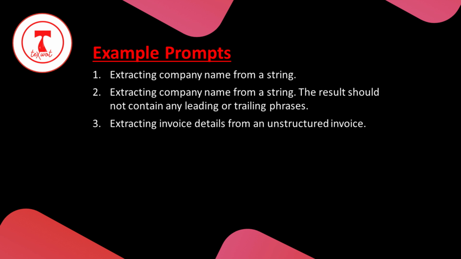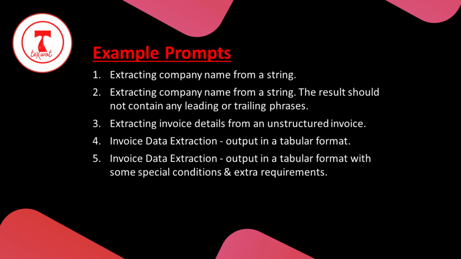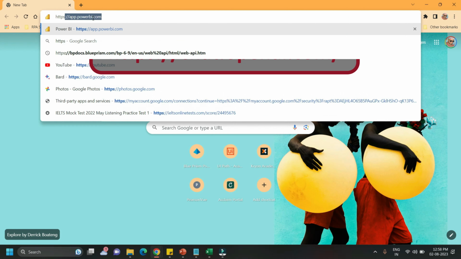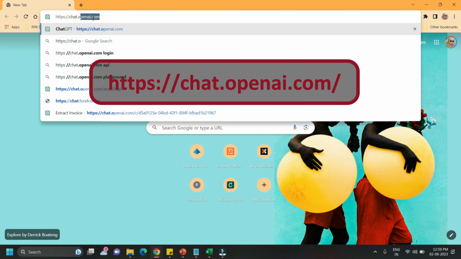The following examples are more complex, as our expectation from ChatGPT is to extract the invoice details from some unstructured invoices. The fourth example also deals with invoice data extraction, but the output should be in a tabular format. The final example also deals with invoice data extraction in a tabular format, along with some extra conditional requirements. Let's begin by navigating to ChatGPT in your browser.